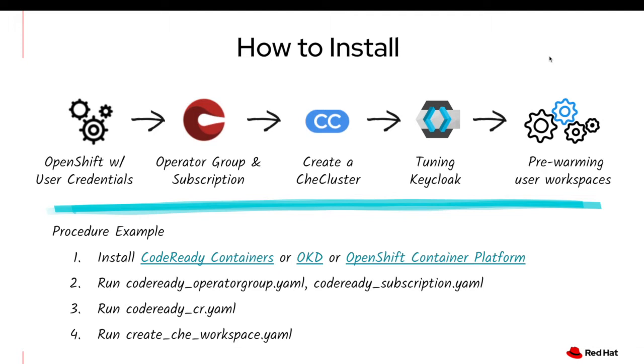And also, if you are already a Red Hat customer with a subscription, you could use the OpenShift Container Platform supported by Red Hat. Next, you need to run a couple of YAML files to install the operator group and subscription. I'm going to show you that in a couple of minutes. And also run the CodeReady CR, the custom resource in Kubernetes. And the last thing is you need to create the CodeReady Workspace YAML file that is already included, the user workspace, etc. Okay, let's move on to the actual demo, how it works.